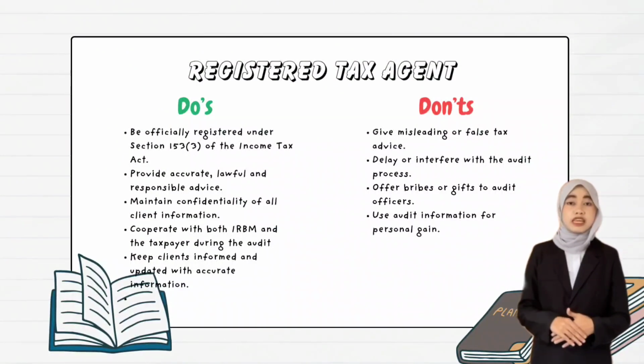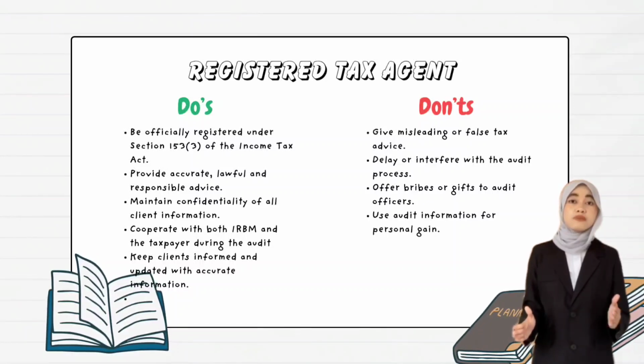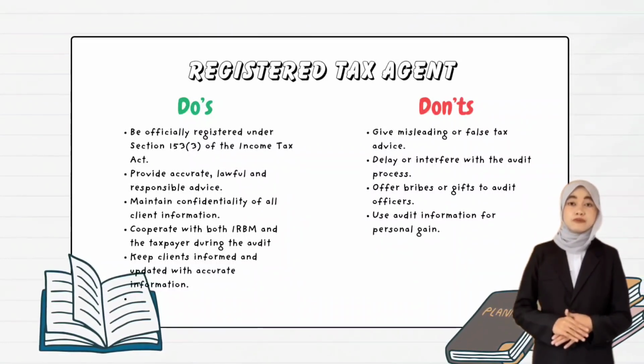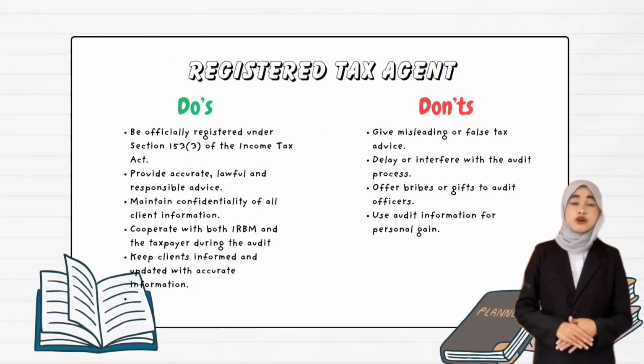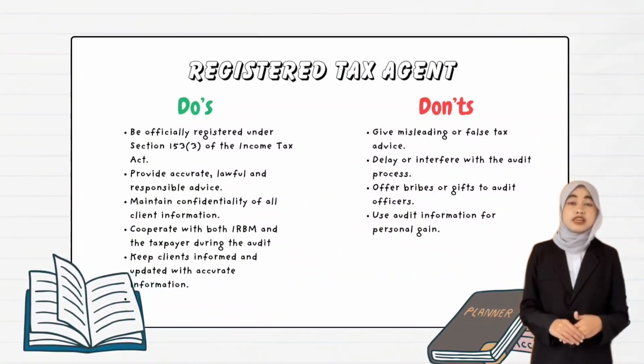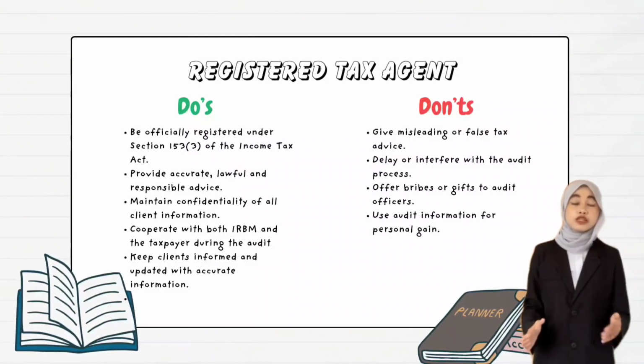Tax agents must never give false advice, delay the audit process, or offer bribes or gifts to the officers. Violating these responsibilities can lead to revocation of their license. In short, tax agents play a vital role in maintaining professionalism and compliance during the audit.